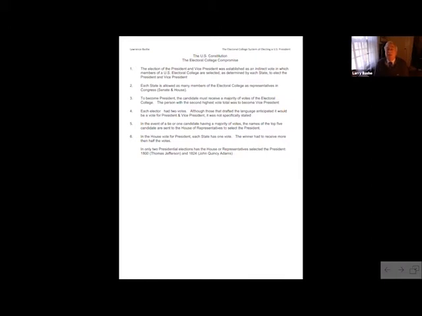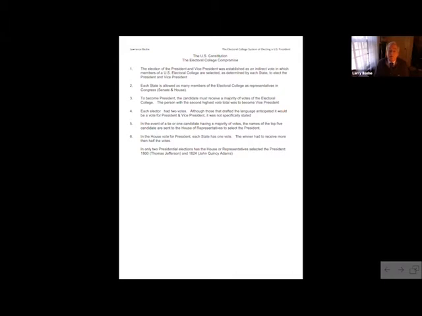Now, they probably decided on the House of Representatives because that was popularly elected. Remember, the original US Senate was appointed by state legislators. It wasn't until Woodrow Wilson's time as president in the 1900s that we had direct election of US senators. And the voting process in the House is kind of interesting.